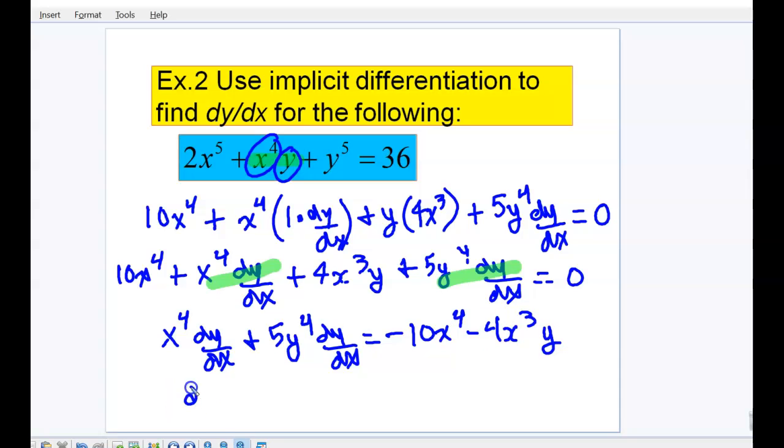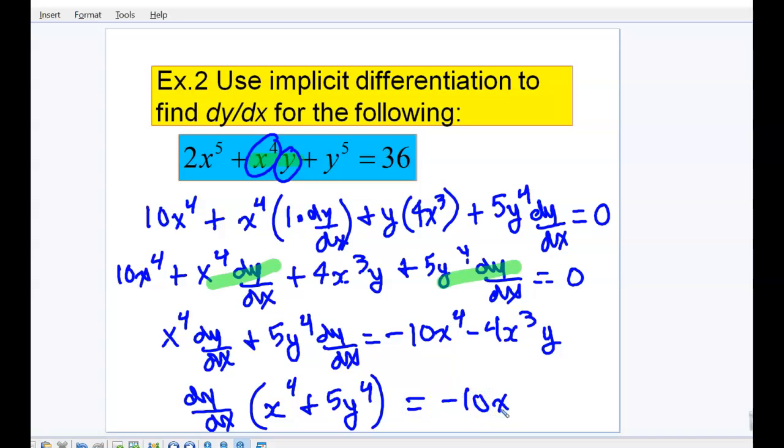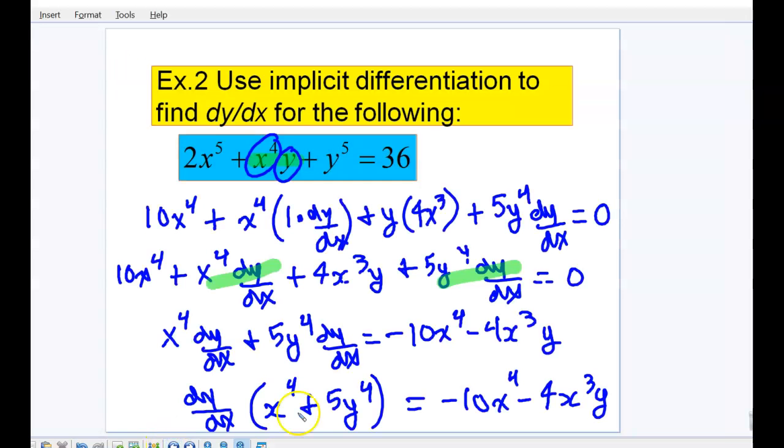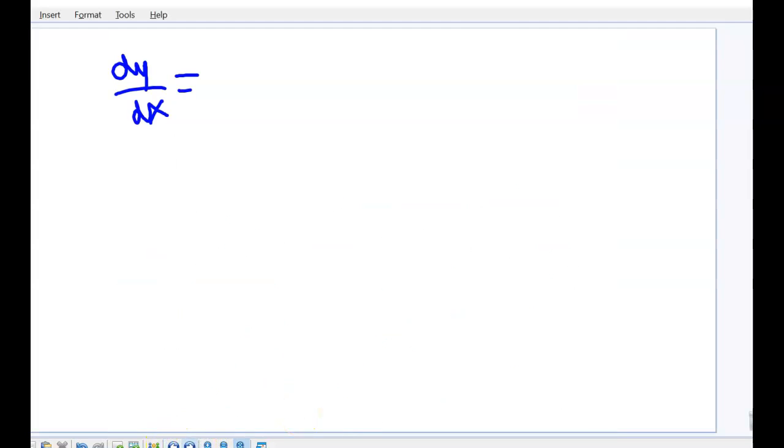So now my next step says factor out dy dx on the left-hand side. So if I factor out a dy dx, I'm left with dy dx times x to the fourth plus 5y to the fourth. And my right-hand side of my equation hasn't changed. And now finally, in my last step, to get dy dx by itself, you have to divide both sides by the binomial x to the fourth plus 5y to the fourth.